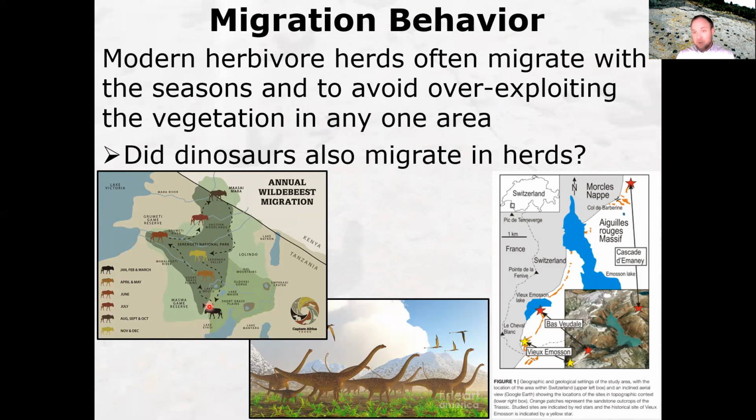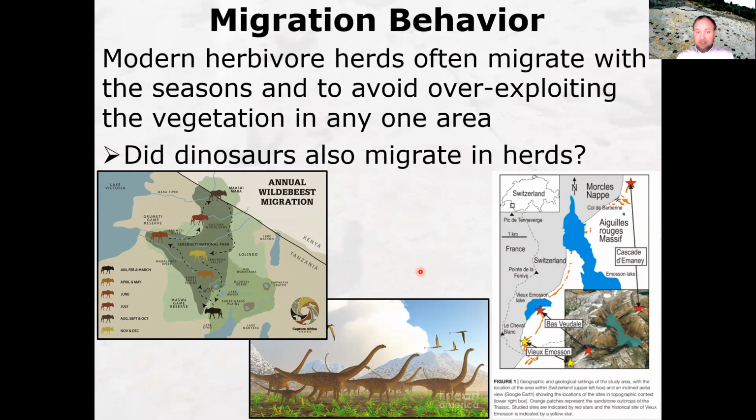We see this behavior with bison, we see this behavior with caribou, we see this behavior with a lot of different large herbivorous modern animals. And so did the large herbivorous ancient animals do this too? So like, again, did the sauropod dinosaurs migrate? Well, how could you tell? So again, migration would be herds. The herd would be all kind of going in the same direction, and that direction would kind of be maybe seasonal.